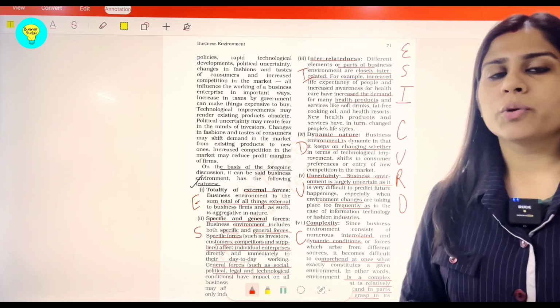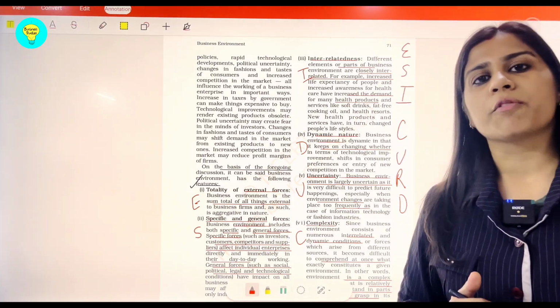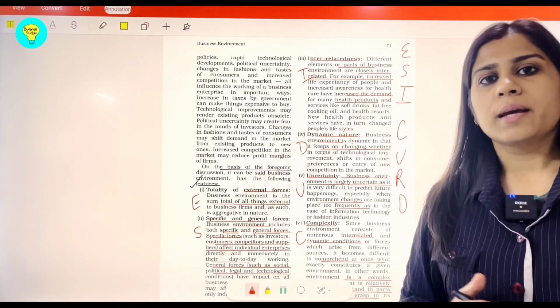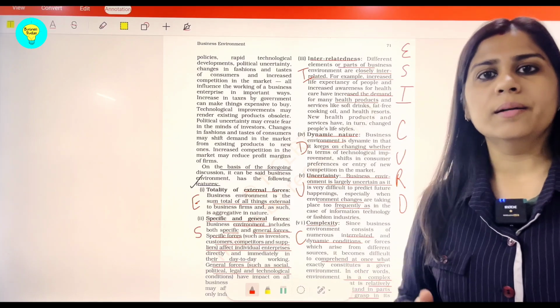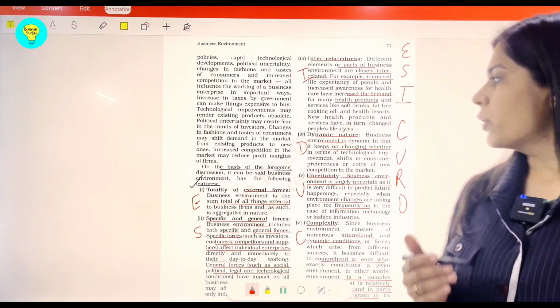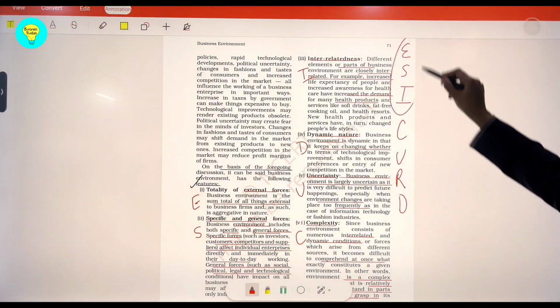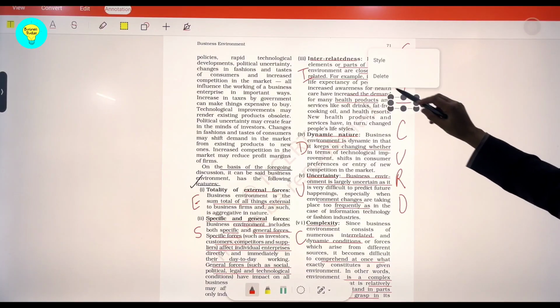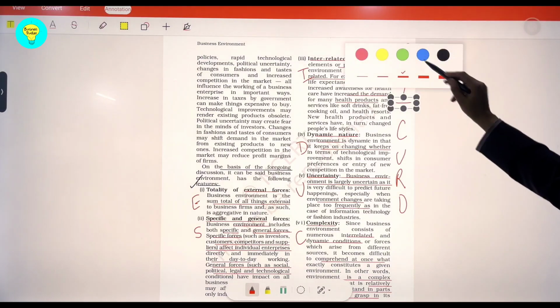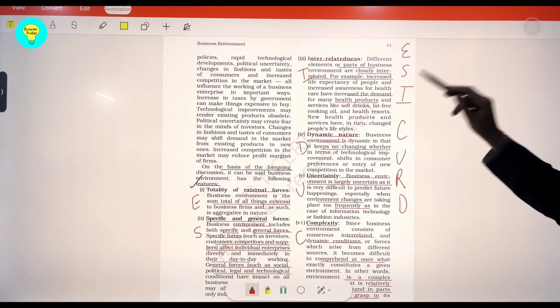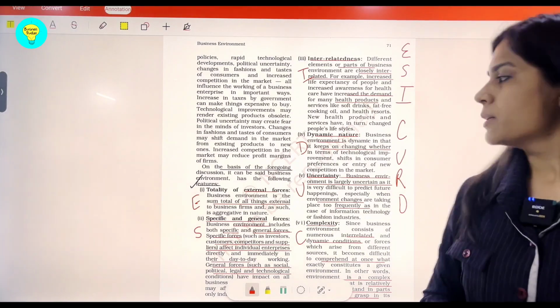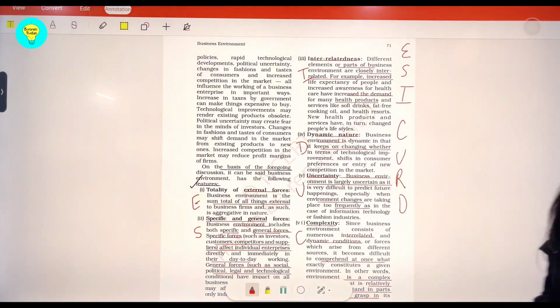So I hope you can remember easily the features of business environment as ESI curd, or else you can take this ESI as employee state insurance, if you can remember like that. So ESI, employee state insurance, that can also be learnt, and curd, CURD.